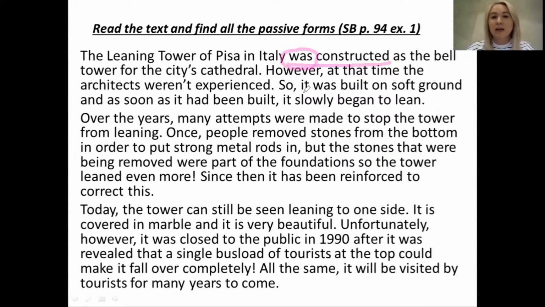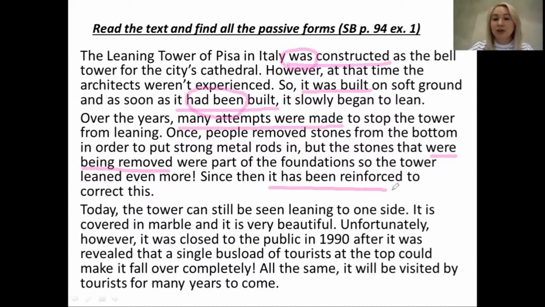The next one is "was built," and it is also past simple passive. Then "had been built." Again, look at the form of the verb to be. It is past perfect passive. Then "many attempts were made." So past simple passive. The next one is "were being removed," and this is past continuous passive.